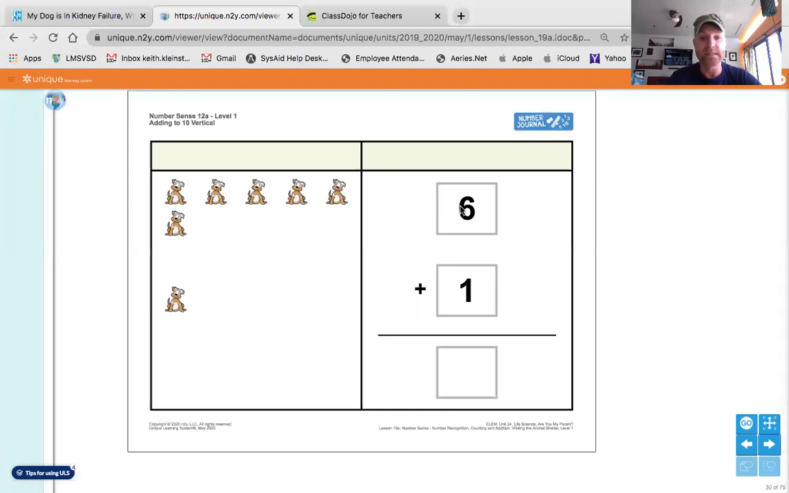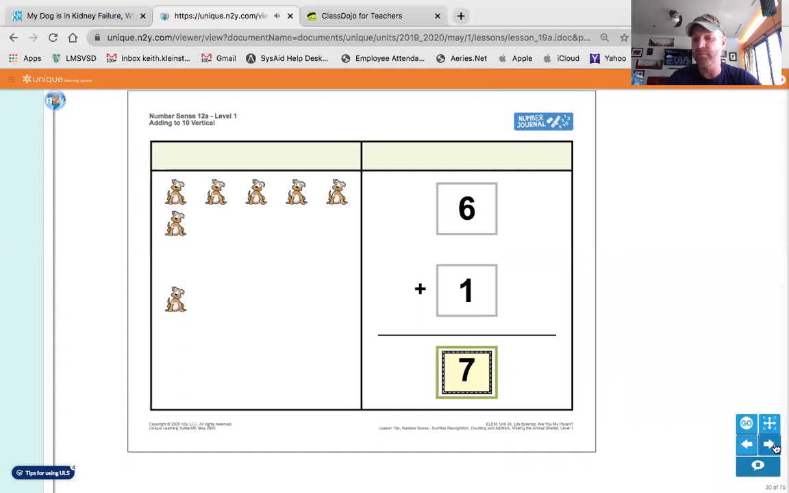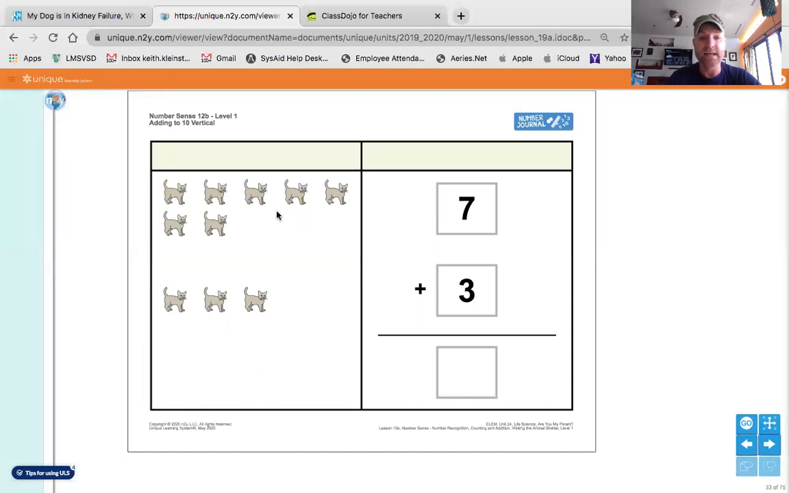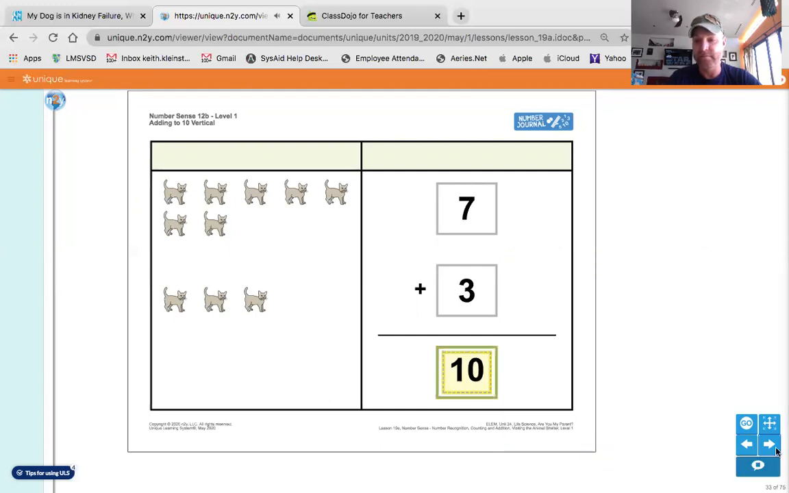So we've got 6 dogs plus 1 dog. So let's start at 6 and we go to 7. We find the number 7, the symbol for number 7. Okay, we're going to go again to the one with the most support. We've got 7 cats plus 3 cats. So we can start at 7 and we go 8, 9, 10. Find the number 10.